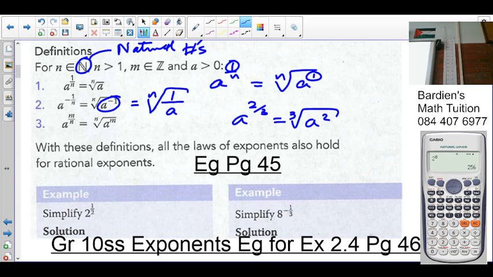With these definitions, all the laws of exponents also hold for rational exponents. So when we're multiplying and the bases are the same, we add the exponents. When we divide, we subtract the exponents. If something is raised to a higher exponent, we multiply. All of the rules that applied previously still apply. That's what they're saying.